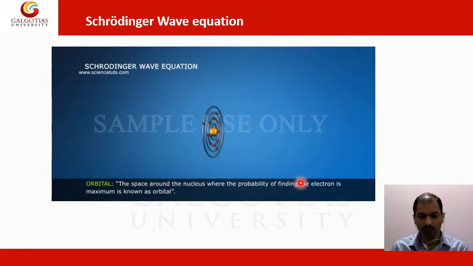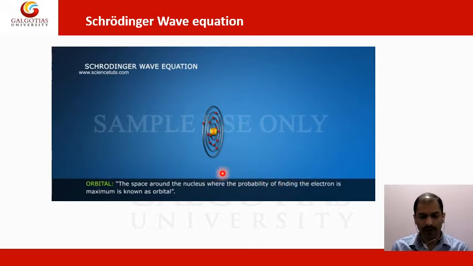The radius of maximum probability for a 2p electron is slightly less than for a 2s electron. If you see the 2p orbital and the 3p orbital, there are two peaks for 3p, n minus 1, by which you can also calculate. Here you can see the 2p orbital has one peak, and the 3p orbital has two peaks.